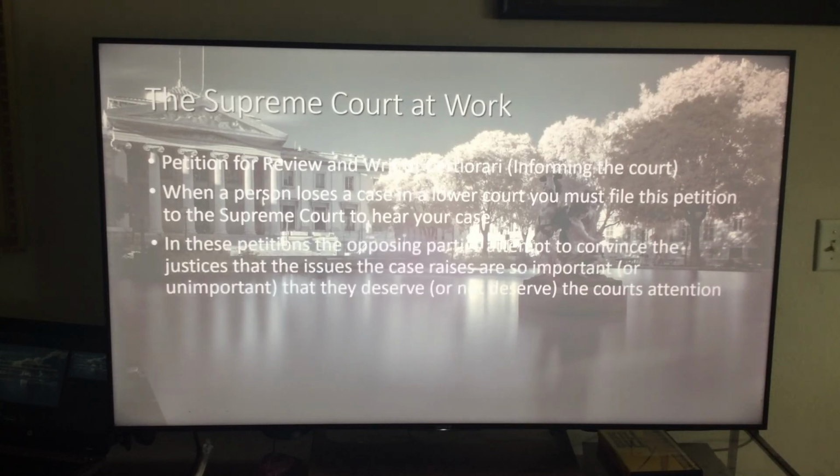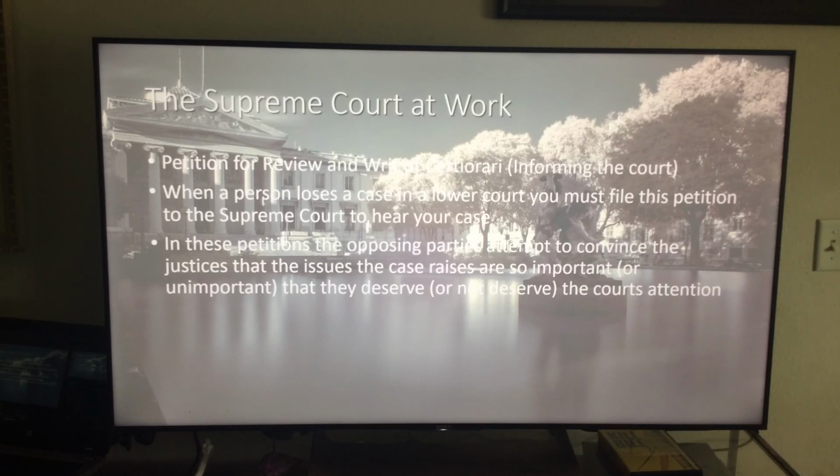So you're going to try to tell the judges why they need to take your case or not take your case, and that the questions the case raises are important or unimportant, that it needs the court's attention. So in this petition, you're trying to convince the judges why they should or should not take the case. Again, through writ of certiorari, you're informing them that you're bringing a case.